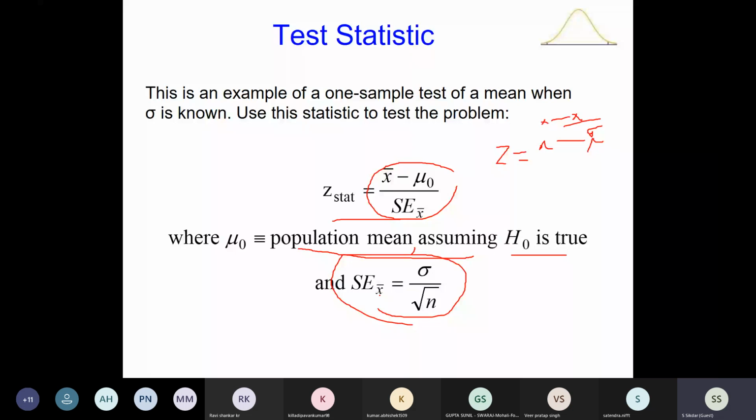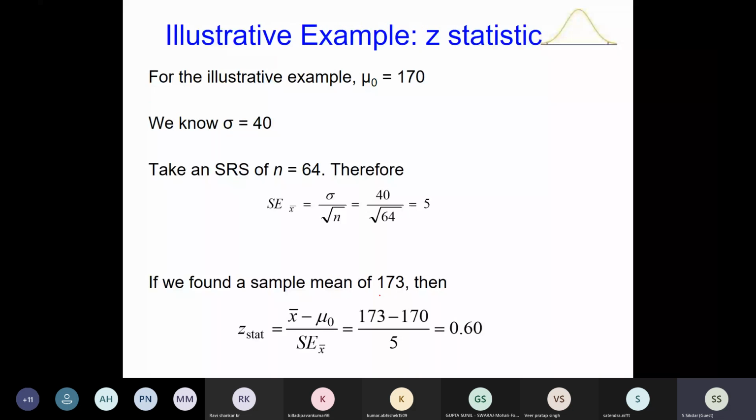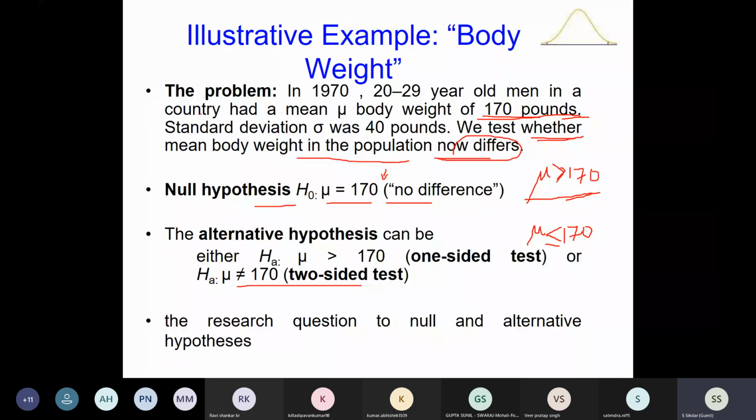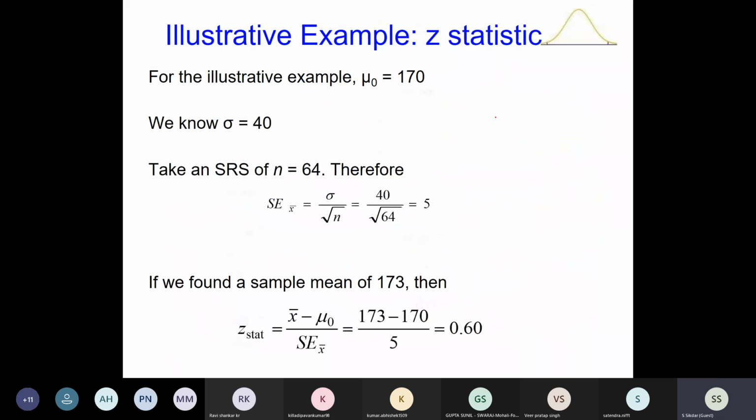So next, you just plug in all those values. Because if you go back, you see this standard deviation is already given. Sigma is given as 40, and mu is given. So what you do here is, for a sample mean of 173, what would be the z stat value? It is just an example: if we found a sample mean of 173, what would be the case?